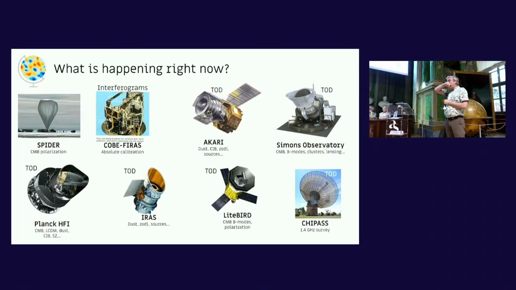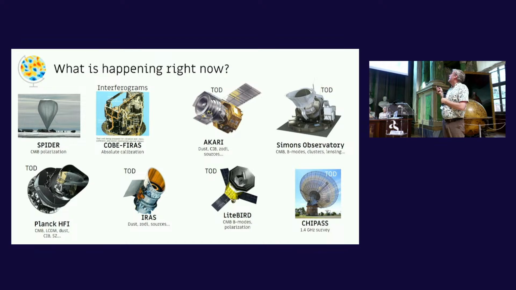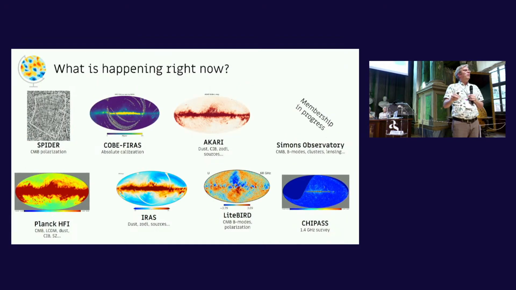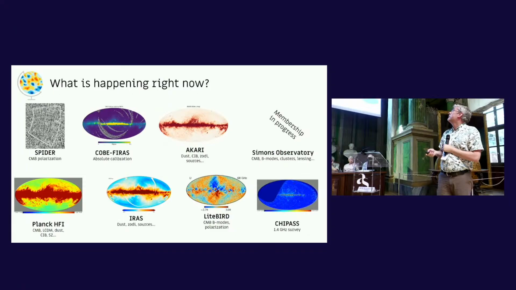So, what is happening right now? This is a list of the experiments that are currently being analyzed in the same Cosmoglobe framework: SPIDER, FIRAS, AKARI, Simons Observatory, HFI, IRIS, LiteBIRD, and others. Those are maps that are produced with the same code running right now. Nothing of this is publication ready. You see artifacts, but it is running in the same structure, and students and postdocs are pushing on this, trying to get out their own results. ESO is in progress, and we hope to start working on that towards the end of the year or so.